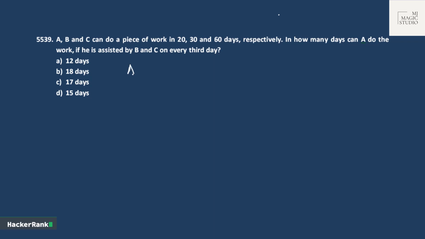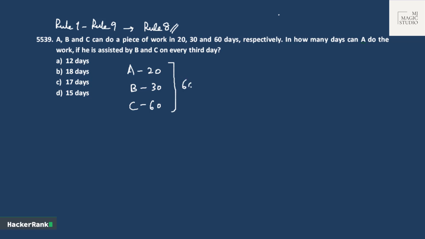A, B, C can do a piece of work in 20, 30 and 60 days respectively. Again, I'll ask you to go through rule 1 to rule 9. From our rule book, I would be using rule 8, the CM rule, to solve these kind of questions. In how many days can A do the work if he is assisted by B and C on every third day? Let's use rule 8, the CM rule, common multiple of 20, 60, 30 is 60. And we will try to find the efficiency.